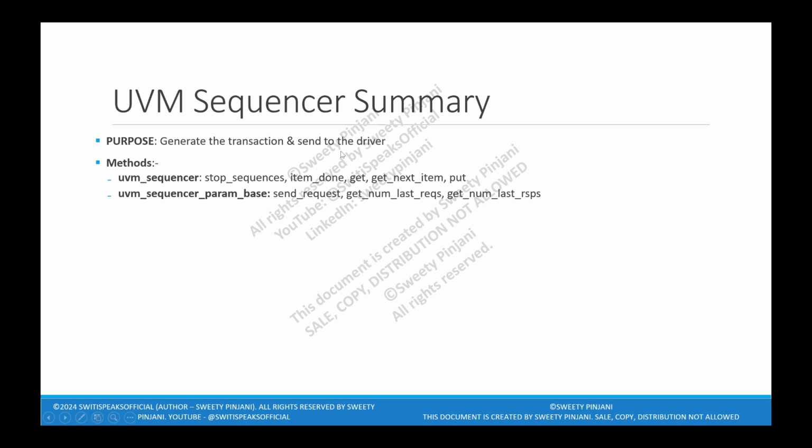Next, we saw the class UVM Sequencer param base. It has the method send request to send the request. Remember, send request is going to wait for your grant, because until you have the grant, you cannot send the request. Then it has get num of last request, which gets the number of the last request. Get num of last response gets the number of responses received by the sequencer up till now.